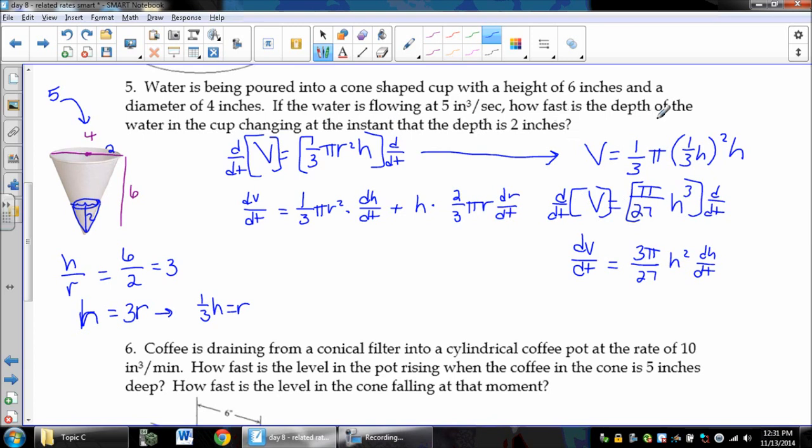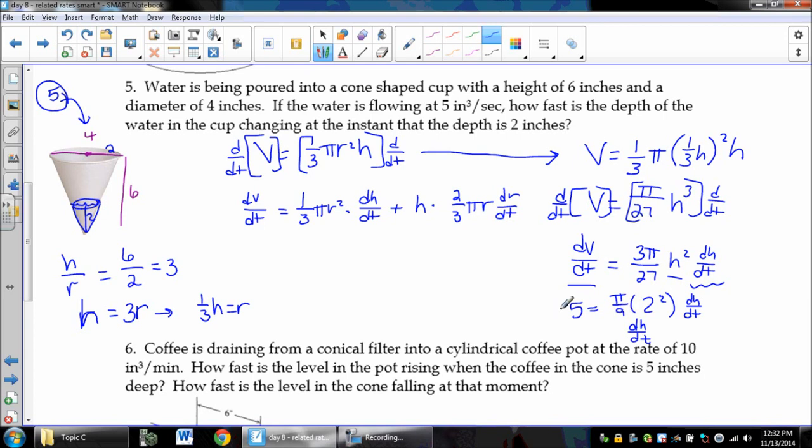Well, I want to know how fast the depth is changing, so I want to find dh dt. When the depth is 2, I have h, and I know dV dt is 5, because the water's flowing in at 5 cubic inches per second. So I have 5 equals pi over 9 times h squared, h being 2, 2 squared, dh dt. So this is going to be 4 pi over 9, but I want to solve for dh dt.